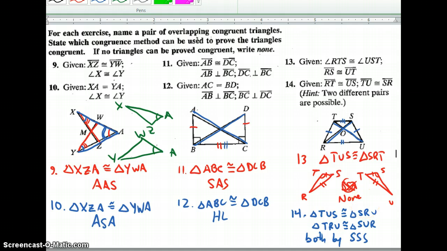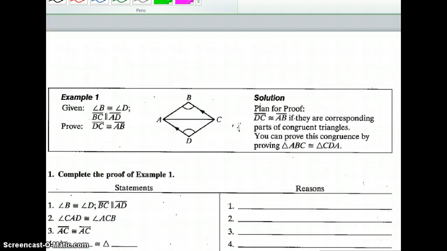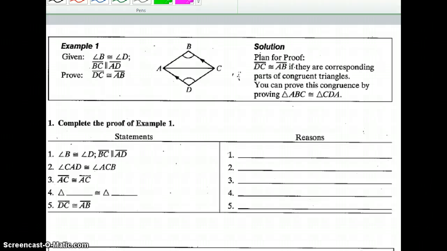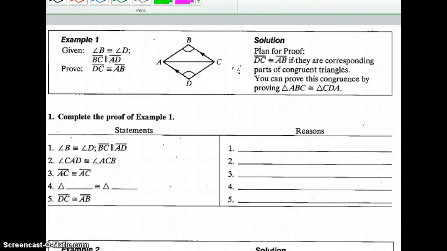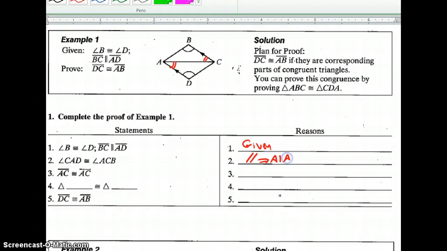Okay, great. Now, next page. Example 1, it asked me to prove it, like lots of these do. What we're given is B is congruent to D, and those things are parallel. Great. Why is CAD congruent to ACB? Oh, because of those parallels. Those are AIA angles.